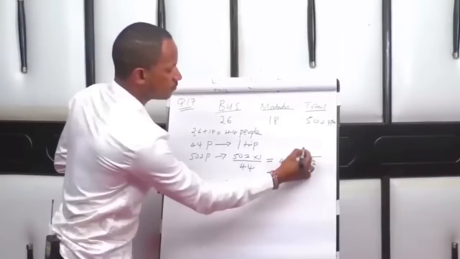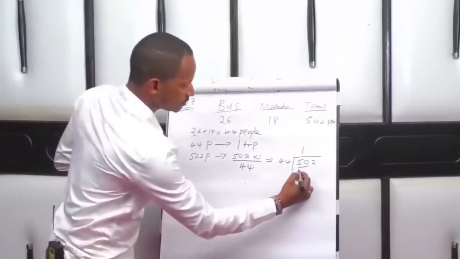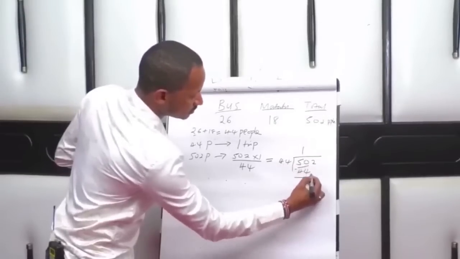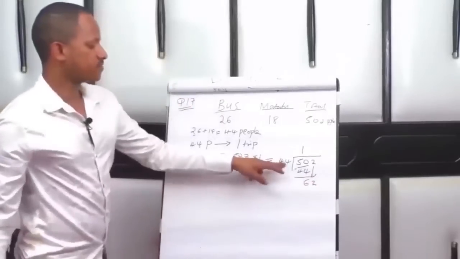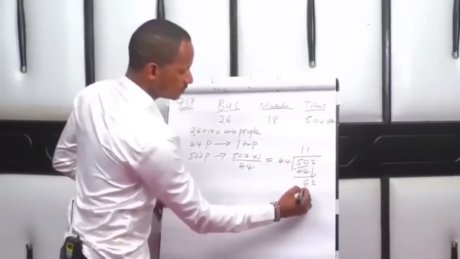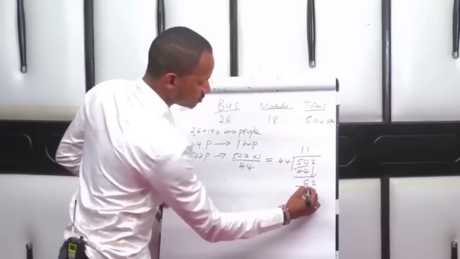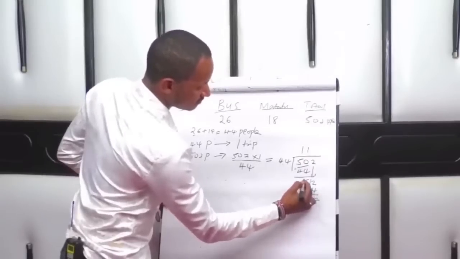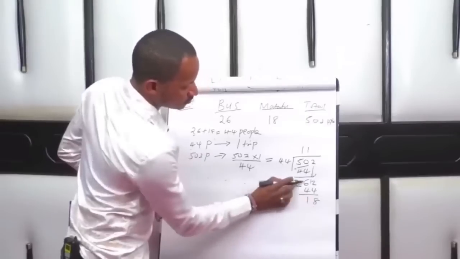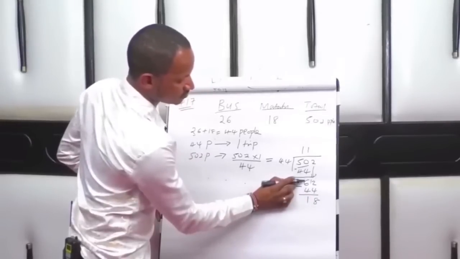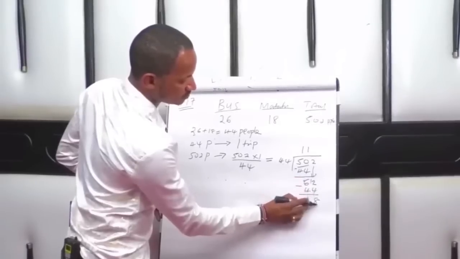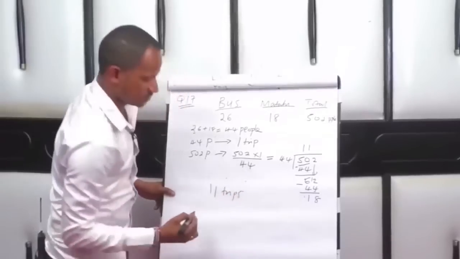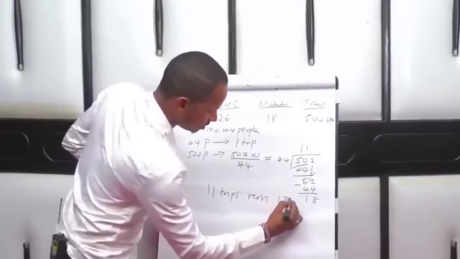44 goes into 50 once, which is 44. Remainder is 6, bring down the 2 to make 62. Then 44 goes into 62 once, which is 44. If you subtract, 12 minus 4 is 8. 5 minus 4 is 1, because we borrowed 1 from 6, you remain with 5. That is 12 minus 4 is 8. That is 18. So we have 11 trips, remainder 18 people.